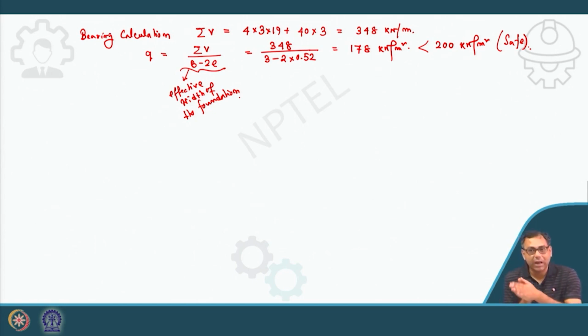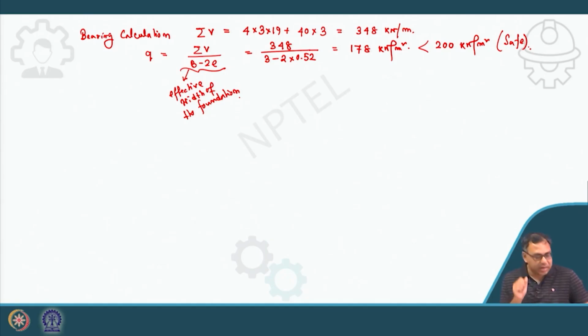That's why it is Q allowable. Remember that the settlement also you have to consider when you calculate the Q allowable. Obviously Q allowable means it is the minimum of the stress that the soil can take, considering the bearing as well as the settlement. That means settlement is also another thing that you have to check.